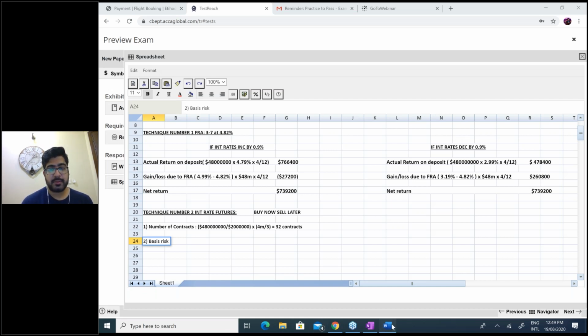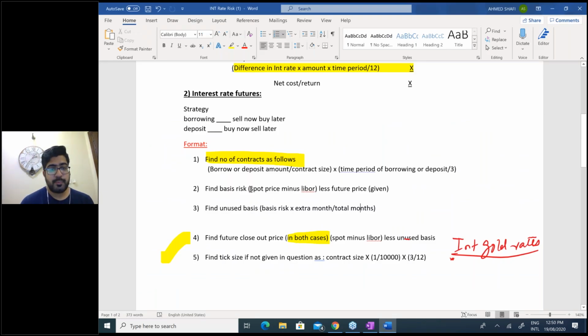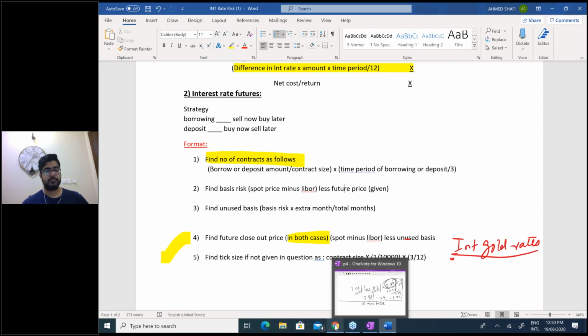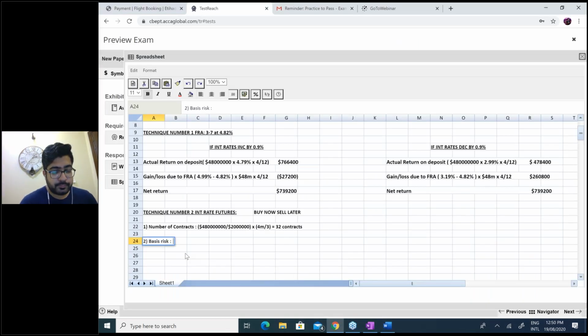Okay, so what is the formula of basis risk? Spot price minus LIBOR less futures price, which will be given. So what is spot price minus LIBOR? Remember, spot price is always 100. Spot is always 100, no other chance. LIBOR is the London interbank offer rate, the interbank rate. The interbank rate is 4.09. So spot 100 minus LIBOR, less futures price, that's given.